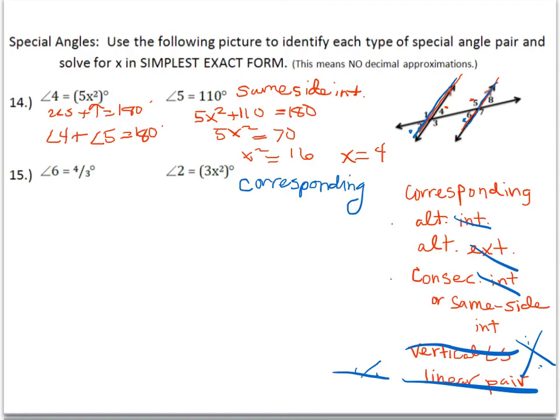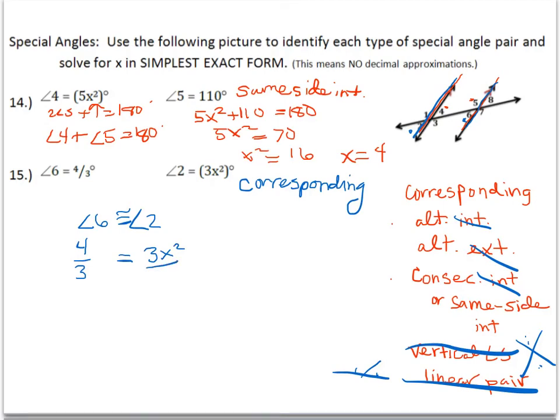Okay, our relationship was that they were congruent, and it even looks that way in the picture, which is always nice. Congruent, so angle 6 is congruent to angle 2. We know congruent means the same as, or in other words, equal. Angle 6 is 4/3. Angle 2 is 3x squared.